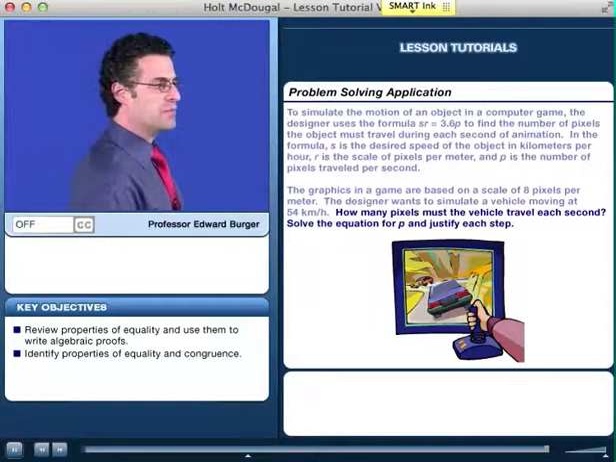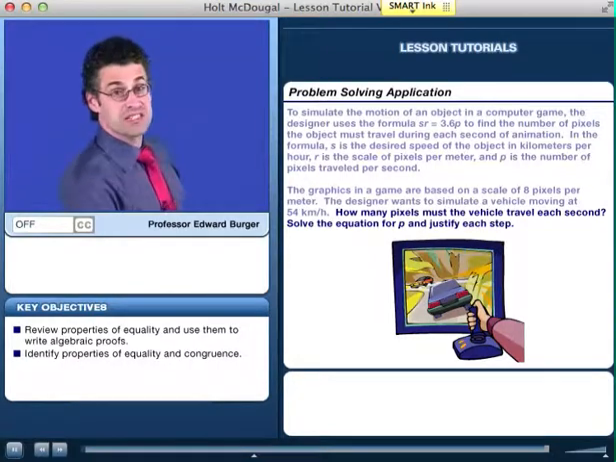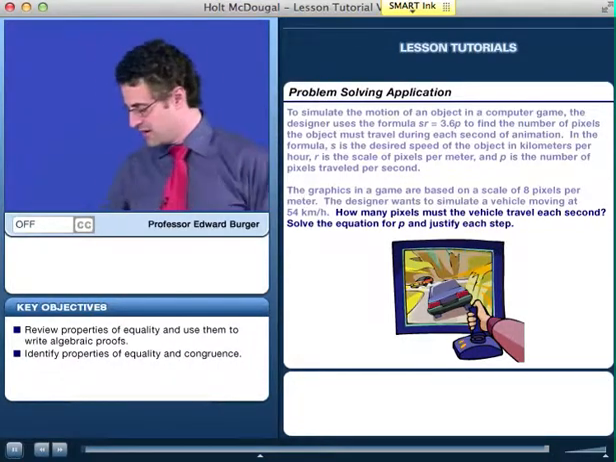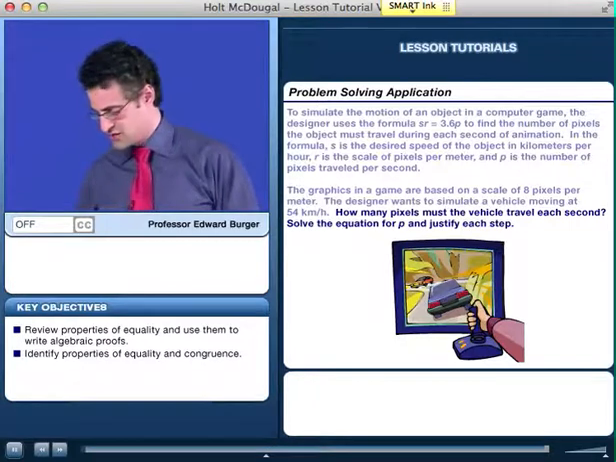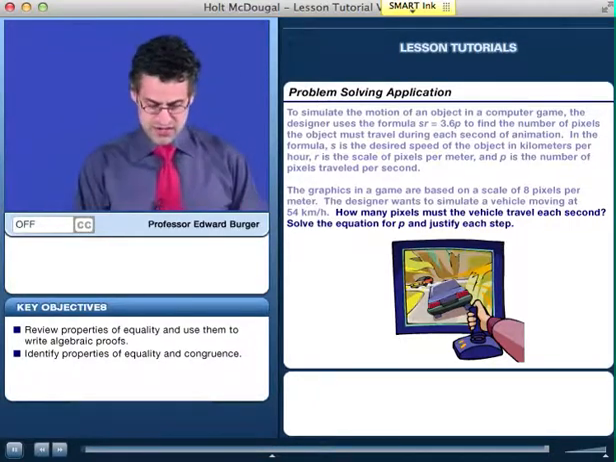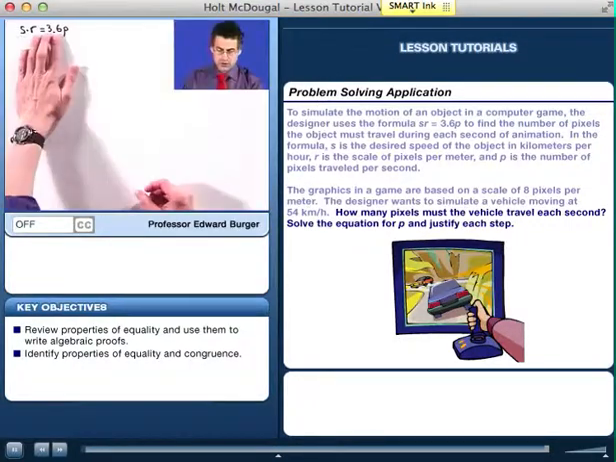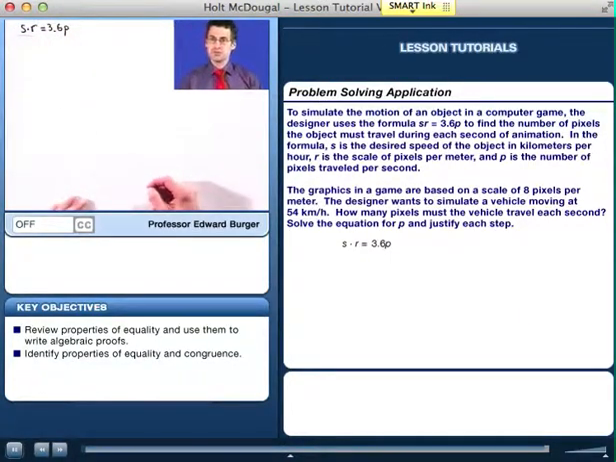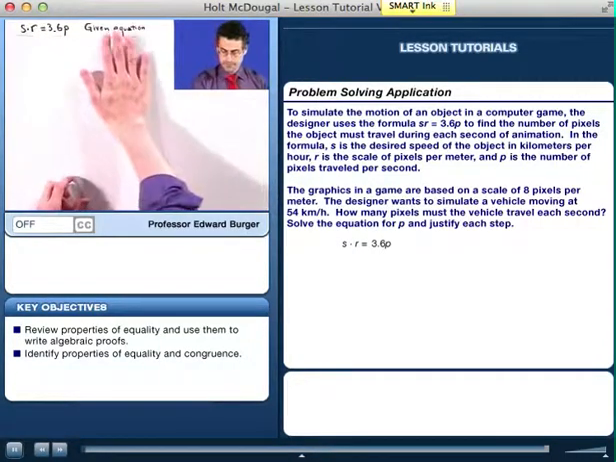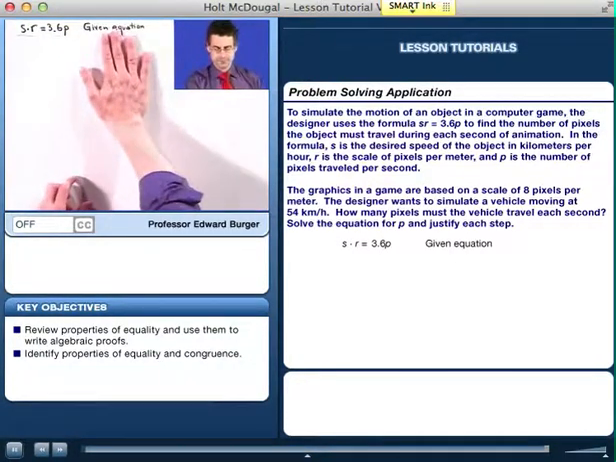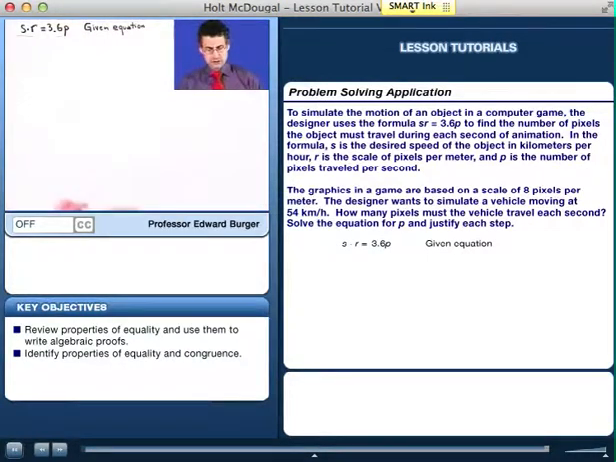And let's solve the equation for P and justify each and every step. So let's try to do this together and see if we can actually do this. So the first thing I would do is just record what the equation is. The equation is S times R equals 3.6p, and the reason for that is, well, it's just the given equation.